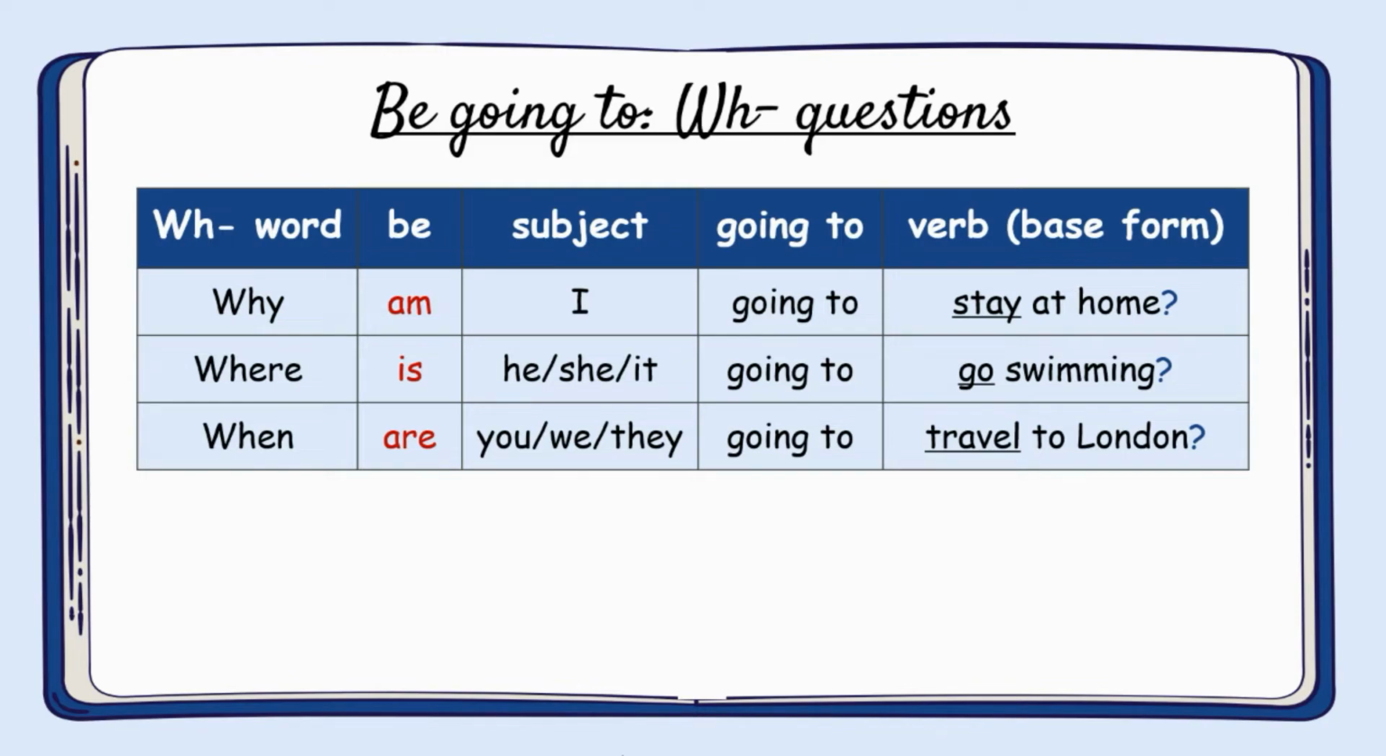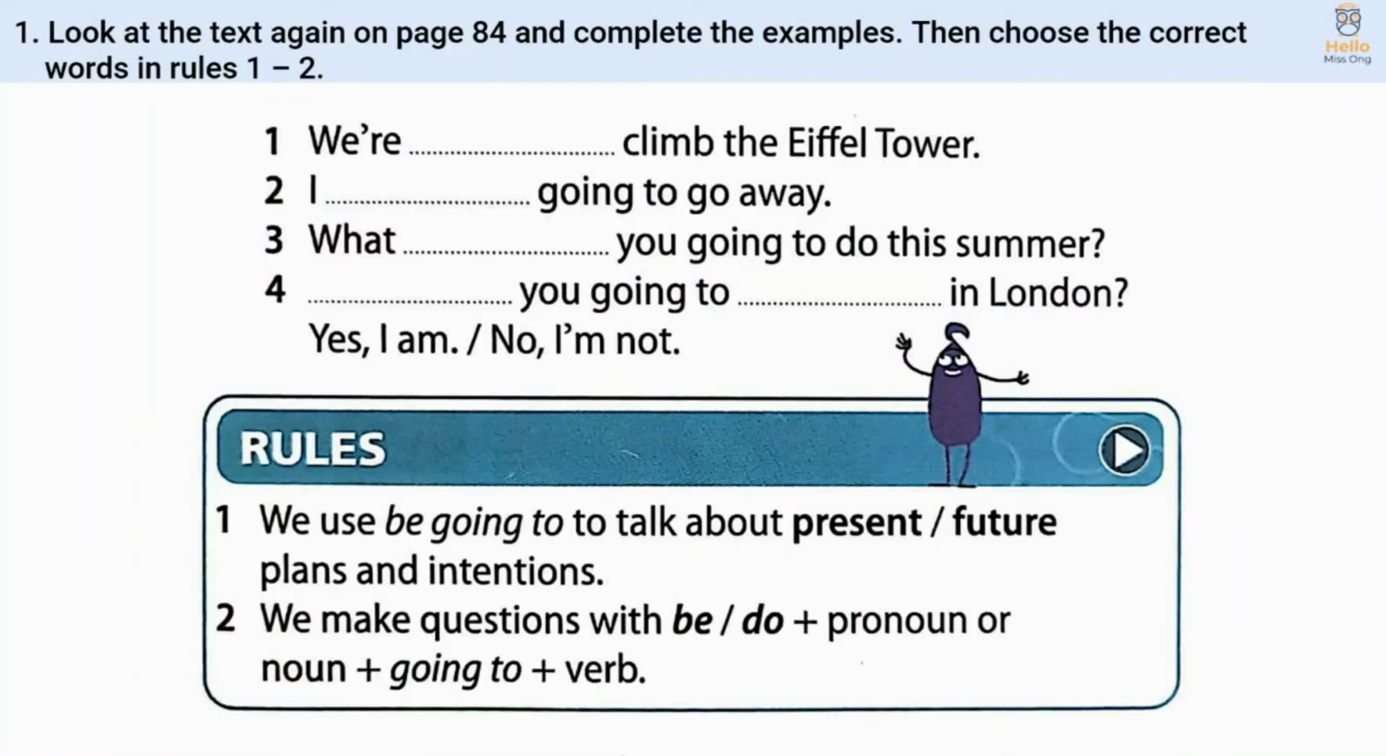Now, let's practice. Exercise 1. Look at the text again on page 84 and complete the examples. Then choose the correct words in rules 1 to 2.